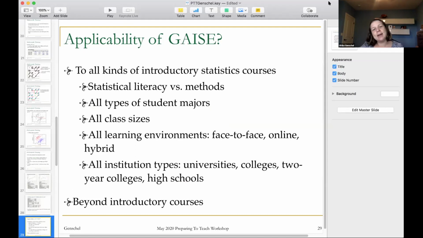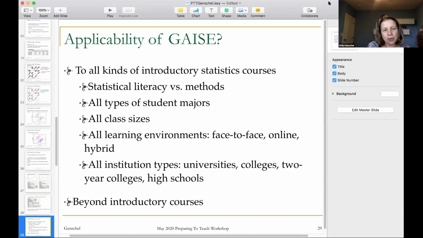Applicability of the GAISE guidelines: they're not just meant for introductory courses, for your first one. They really apply also to classes that go beyond introductory courses. They are written in a way that they apply to all types of students, majors, statistical literacy versus methods, all learning environments, whether you have face-to-face instruction or online or some hybrid. And also they're written in a way that makes them suitable for instruction at the university level down to the high school level. So the GAISE guidelines, if you get a chance, if you start a teaching career shortly or soon, I would highly recommend to read through them, to read through the goals, the recommendations.